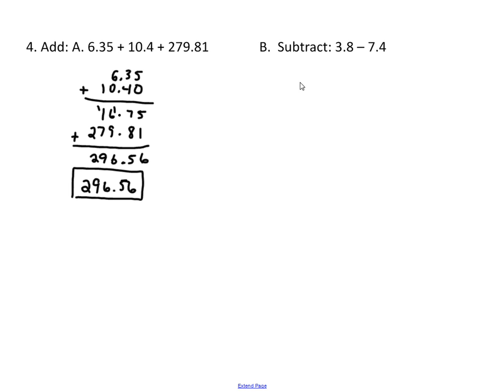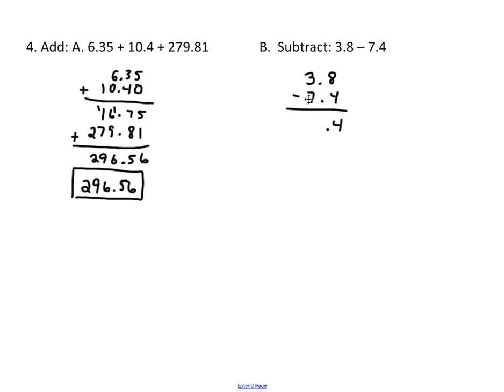How about subtraction? Let's take 3.8 minus 7.4. Well, each of these decimals goes to the nearest tenth, so it's going to be a relatively straightforward process of taking 3.8 minus 7.4. The question here is, how do we subtract when one number is bigger than the other? In other words, the two numbers we're going to subtract, 8 minus 4 is easy enough. 8 minus 4 gives us 4.